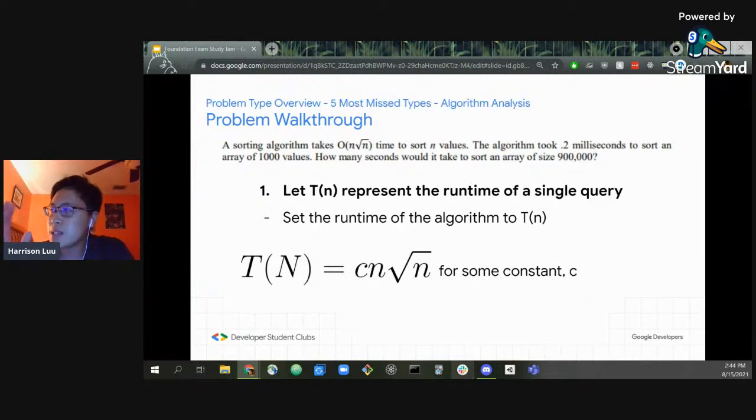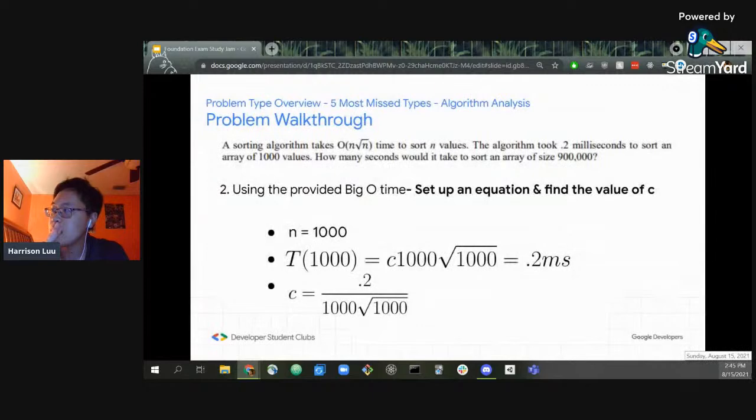So using what we had outlined before, here's a sample walkthrough. You set T of n to the runtime of the query itself, and that's always given in the question. As you can see, the sorting algorithm takes big O of n times the square root of n time to run. So you'd set T(n) equal to that and put the constant c multiplied to it, and that's what you're going to find in the next step. Next slide, please.